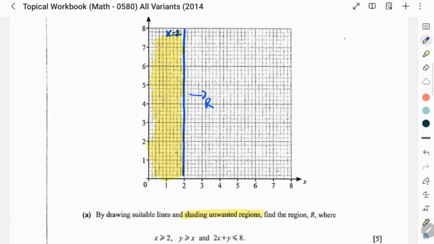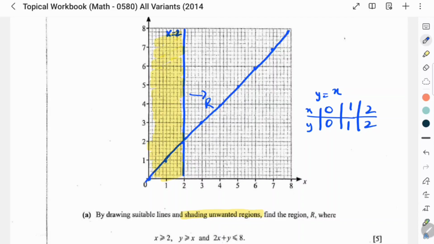Now the next part is y is greater than or equal to x. It means that y equals x. Whatever value you choose for x, you get the same value of y. If you substitute in the equation, (0, 0), (1, 1), (2, 2), (3, 3), (4, 4), (5, 5), (6, 6), because the gradient is positive 1. So your rise is 1 and the run is also 1. So this is y is greater than or equal to x. It means that above the line is your region. You'll have to shade below the line because we have to shade the unwanted region.